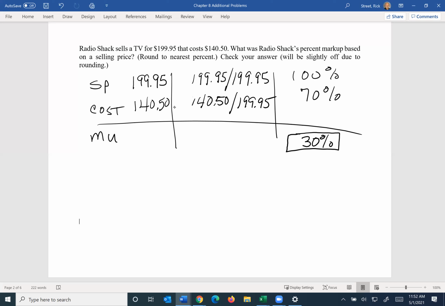We're done. We don't need to calculate anymore. But if we wanted to, we could calculate our dollar markup by taking the 199.95 and subtract out the cost. And we get 59.45. And we are done.